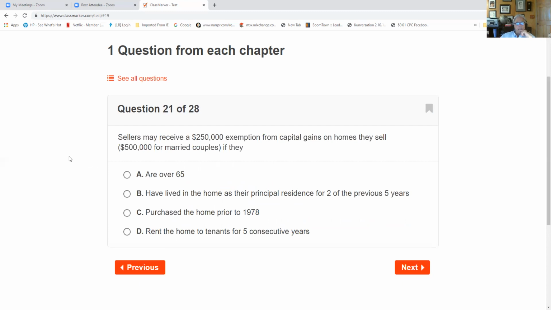This is on taxes. A seller may receive a $250,000 exemption from capital gains on homes they sell, $500,000 for married couples, if they have lived in the home for 2 of the previous 5 years as their principal and primary residence. Doesn't matter how old they were, doesn't matter when they purchased it, and doesn't matter that they had tenants in it. As long as they lived in it for 2 of the previous 5 years, then they get their exemption: $250,000 for capital gains if they're single, $500,000 if they're a married couple.